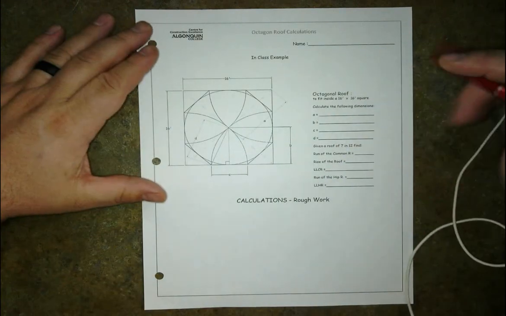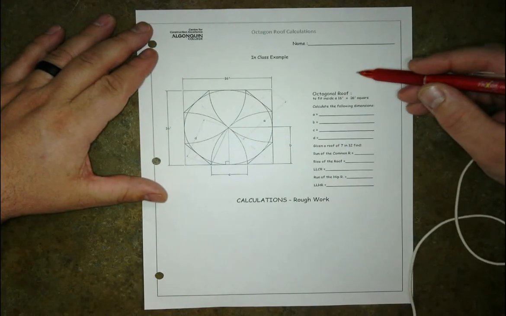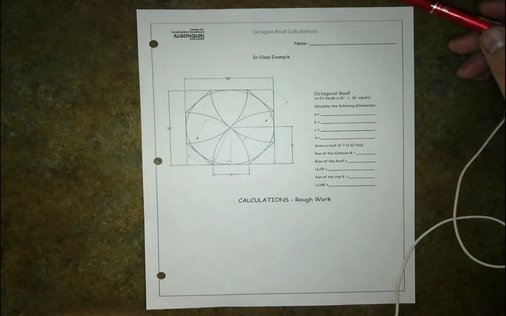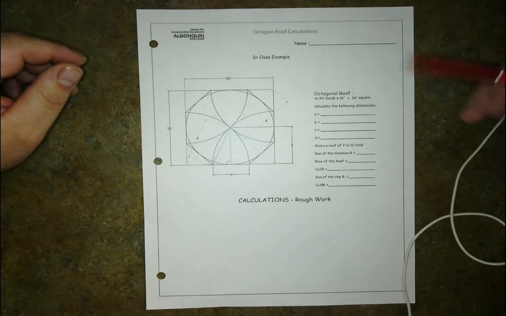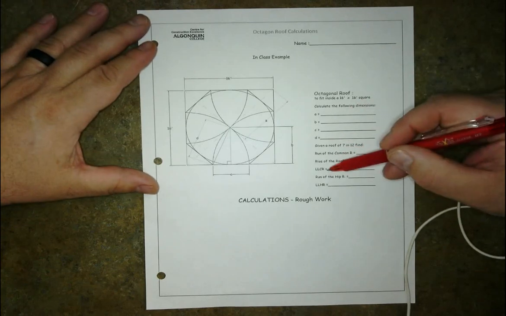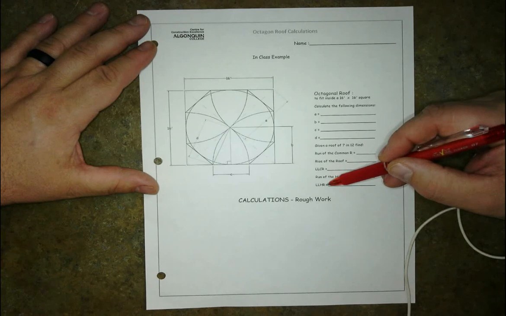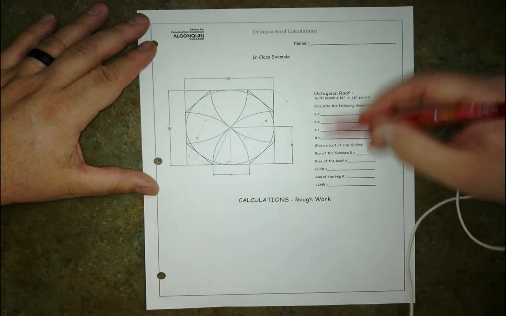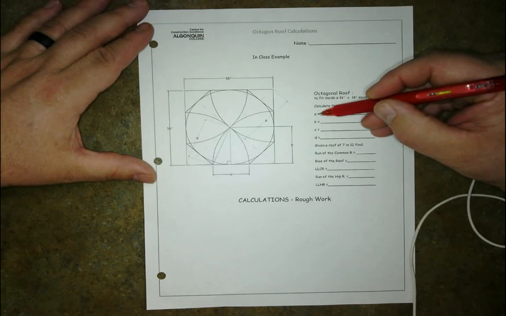Calculating octagon roofs, our in-class example was a building 16 feet by 16 feet, and we had to determine, basically, in the end, what we're looking to get: the line length of the common rafter and the line length of the hip rafter. There's a few things we had to do before that, but basically we're trying to achieve that by getting to that point.